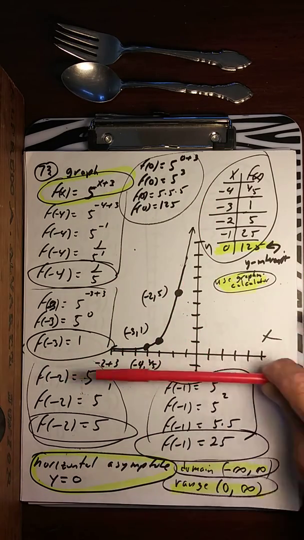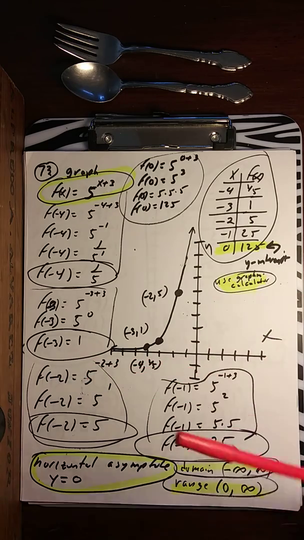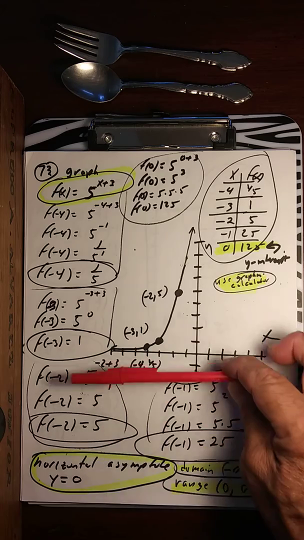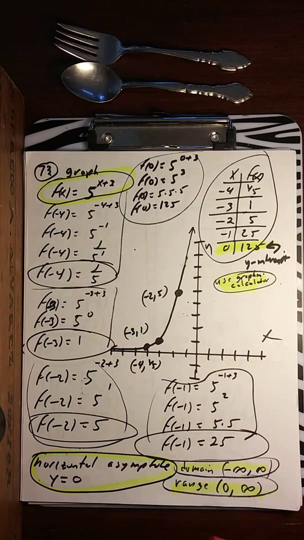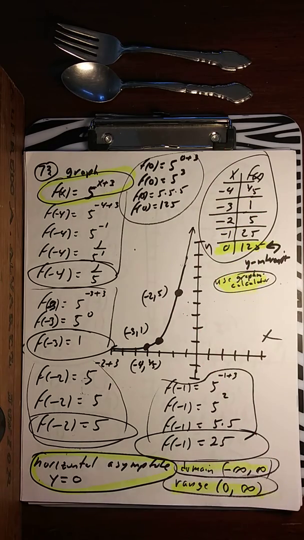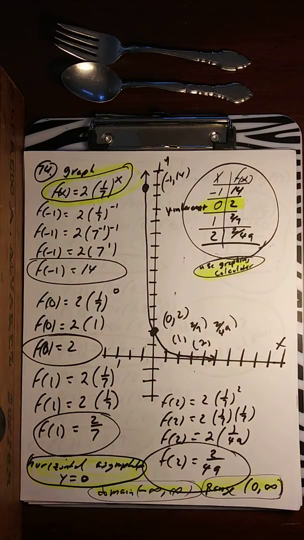And there's going to be a horizontal asymptote of y equals 0. The domain is negative infinity to infinity, and the range goes from 0 up, not including 0. The y-intercept is (0, 125). You can't see it, it's way up there somewhere.